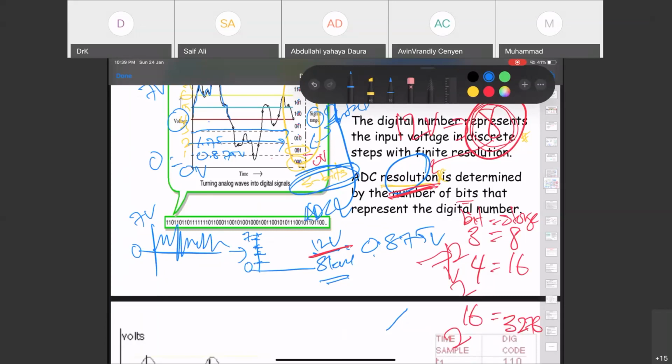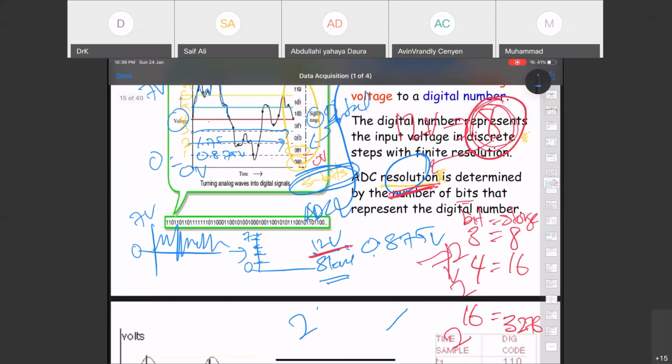These days we have 64-bit ADC. 2 to the power of 64. How much storage? How much precision are we talking about here? How many levels? Before 16 you have 2 to the power of 32. So the higher the bits, the more storage you have, the more accuracy you will receive.